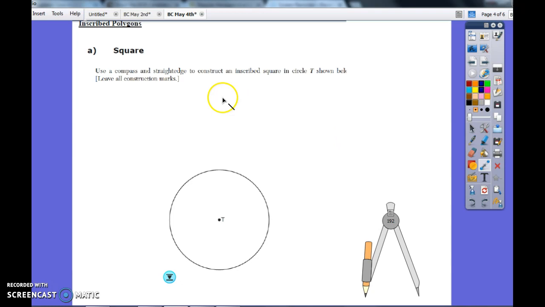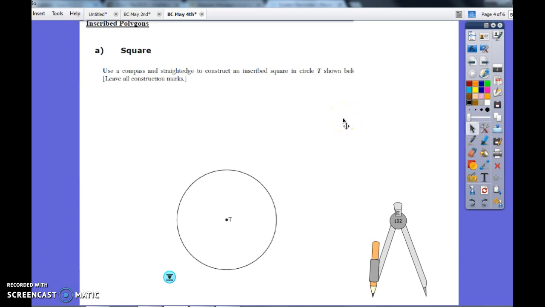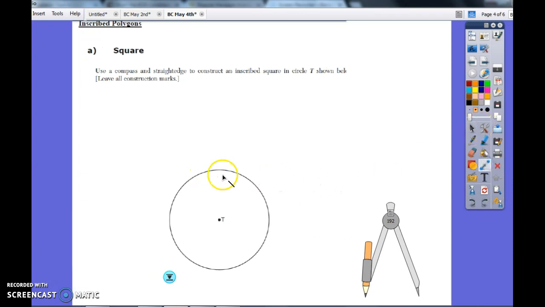But anyway, moving on. How to do a square inscribed in a circle. If you remember the definition of an inscribed polygon, that means all vertices need to touch the circle. So how can I get a square in here? Remember the square, all sides have to be equal. First step to this construction, and I'll tell you why it comes out the way it does at the end, we're going to make a diameter. Anywhere in the circle. Anywhere.